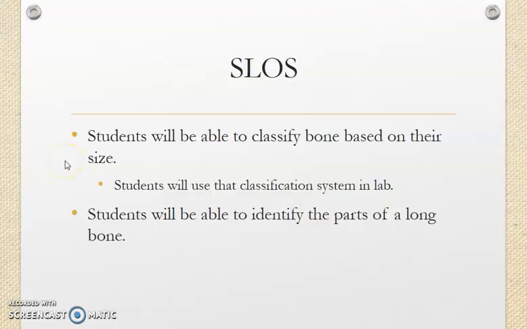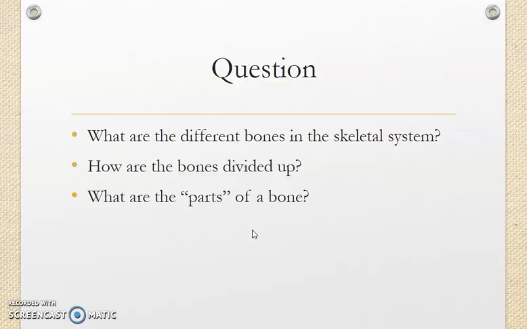Now we're going to look at bones based on their size. And I'll classify them based on their size and their shape, and use that classification system in the lab today. Yes, you're doing another matching activity. Students will identify the parts of a long bone as well. So, what are the different parts of the bones in the skeletal system? Did we learn some of them already?